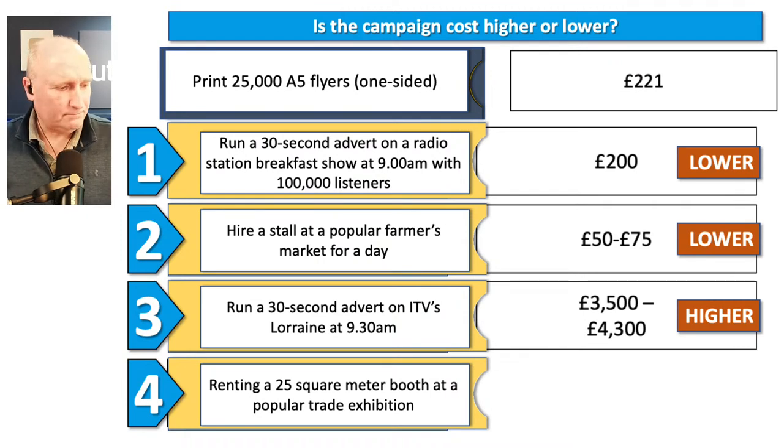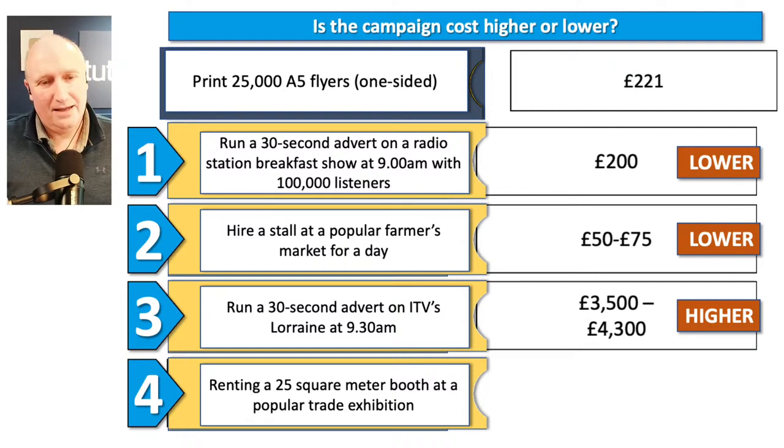25 square meters. What do we think? Hard one, this one. It's per exhibition. So let's say the exhibition lasts for 3 days. You get charged per square meter for the duration of the exhibition. MH is going higher. Zenki going higher. Decreel going lower. Kira's saying lower or near the same.